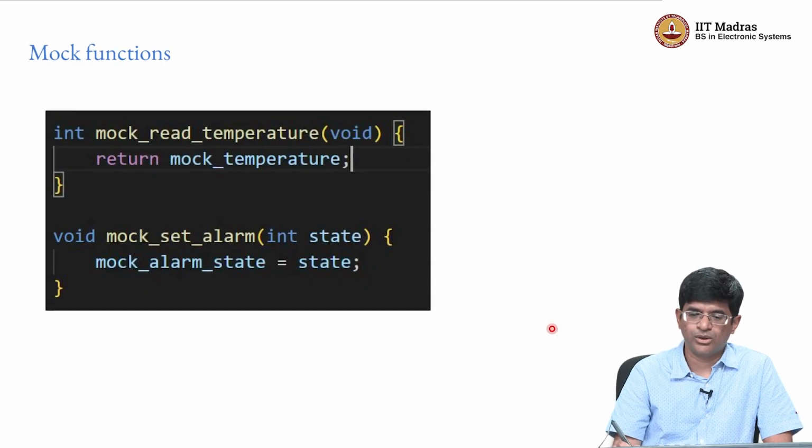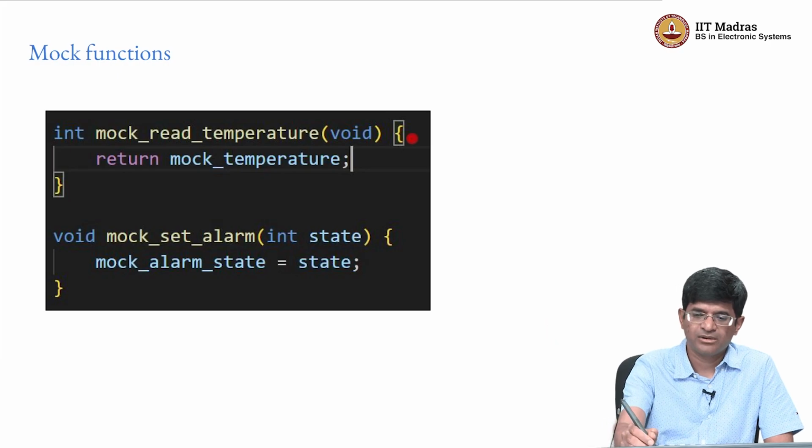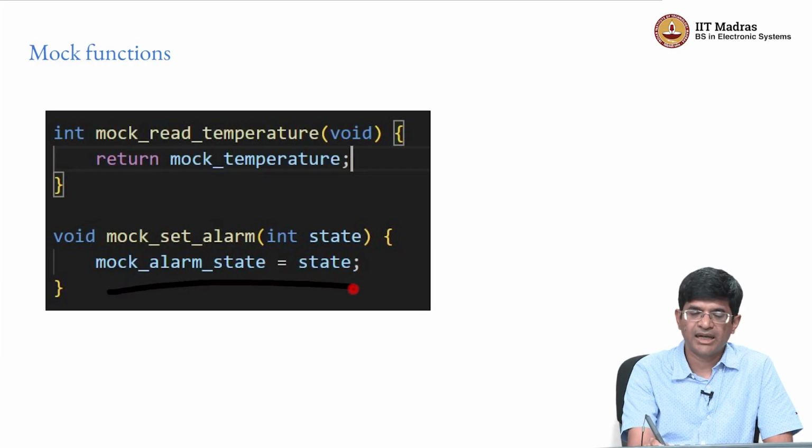So instead what I can do is declare a couple of other helper functions which are called mock functions in this case. And the purpose of the mock function is basically to say that if I call read temperature while doing testing, use this function, the mock read temperature, instead. And the mock read temperature has a much simpler behavior, it just basically returns a known value. And the mock set alarm will probably just set the alarm to a known state and return the value to you, or just return in this case, right?